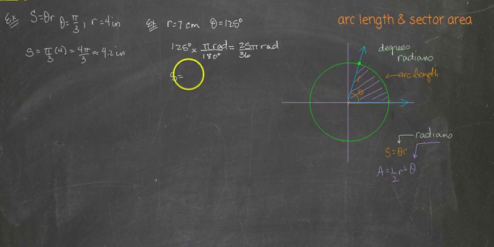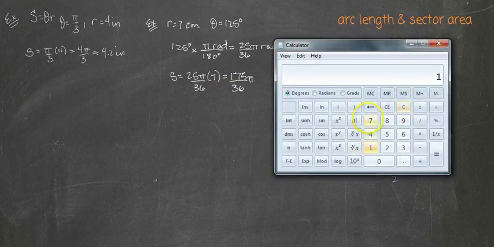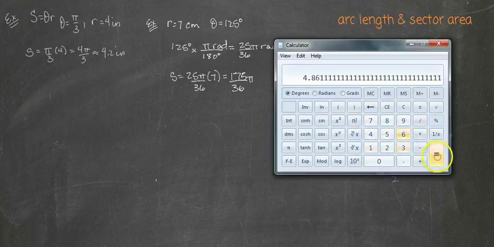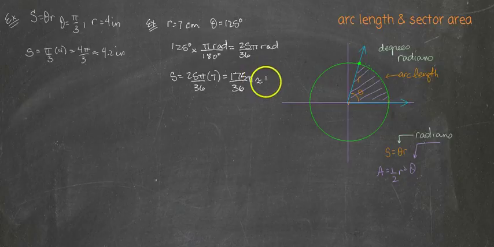So the length of the arc is theta, 25 pi over 36, times 7. And that's 175 over 36 pi. And I don't want to do that by hand, so let's take 175 divided by 36 and multiply that by 3.14. And so it's 15.26. So we're looking at approximately 15.3 centimeters.